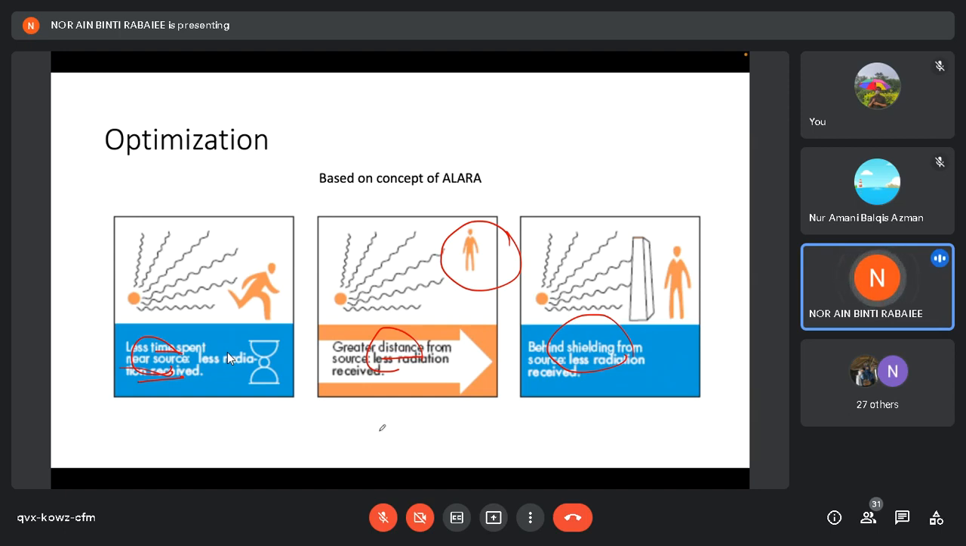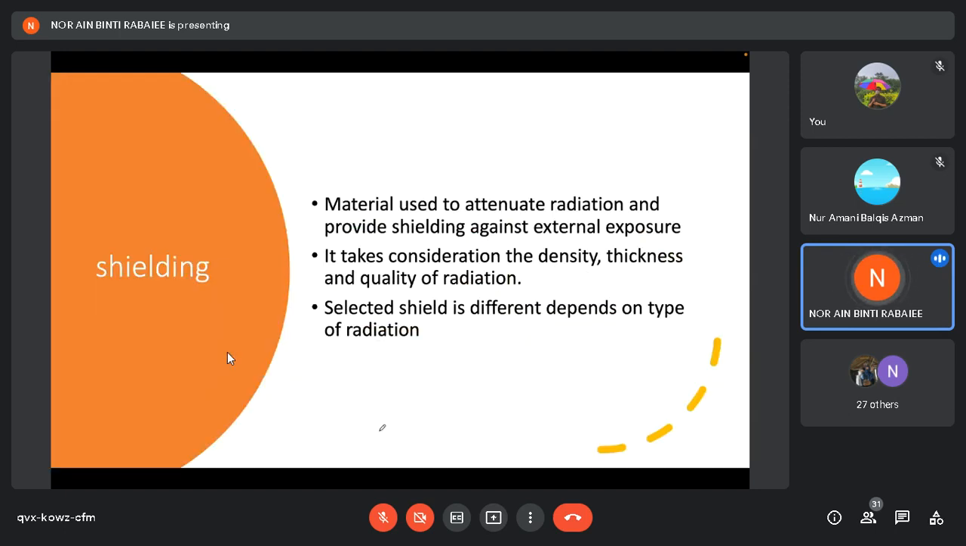Less time spent near the source, greater distance from the source, and stay behind the shielding. Okay, so what is the shielding material? This is a material used to attenuate radiation and provide radiation shielding against external exposure. To construct a shielding, the density, the thickness, and also the quality of the radiation have to be considered. The quality of radiation, as I mentioned, is about how much energy you use for that room.